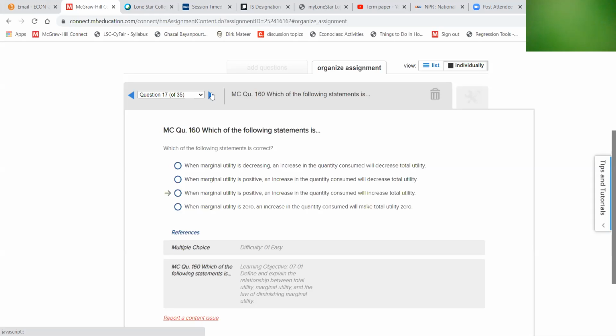But remember that marginal utility is a decreasing function, so it goes down all the way from the first unit of output that we consume. The marginal utility goes down, okay? So marginal utility is positive as long as the total utility is increasing. But as soon as the total utility starts to go down, marginal utility becomes negative, okay?